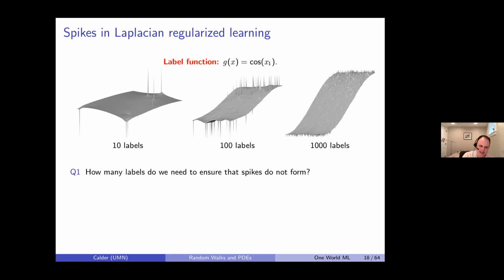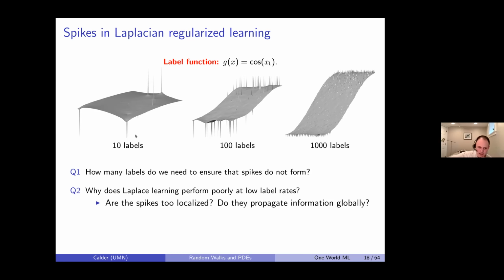So the first question is, how many labels do you need to ensure that the spikes are controlled and they don't form? Why is 1,000 okay, but 10 is not? And then the second is, say what I really want is to classify correctly in the end. Why is it the case that Laplace learning performs poorly at these low label rates? Is it because the spikes are too localized? They don't propagate information globally? These questions had not been answered beforehand. It turns out that the spikes are not really the problem, we'll find in the end. And if you deal with them correctly, you can get a method for propagating labels in a stable and informative way. And that will be the last part of the talk.